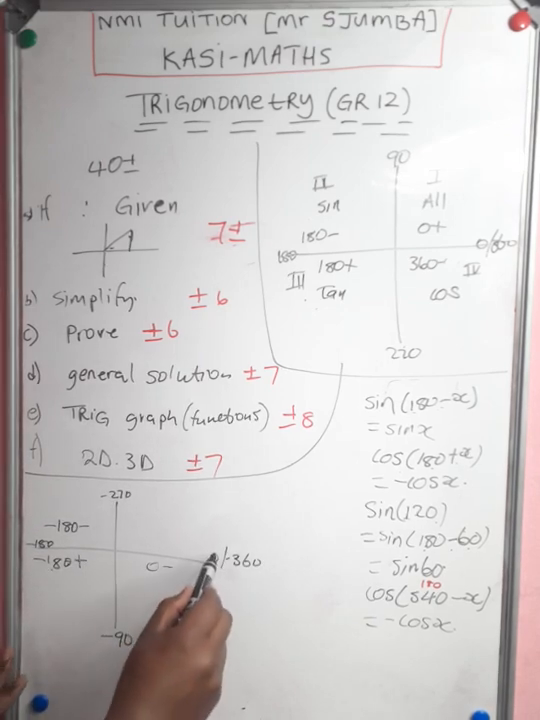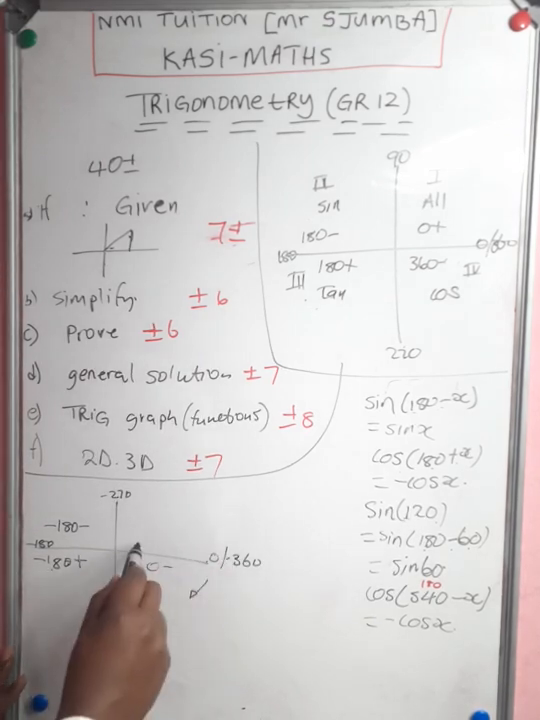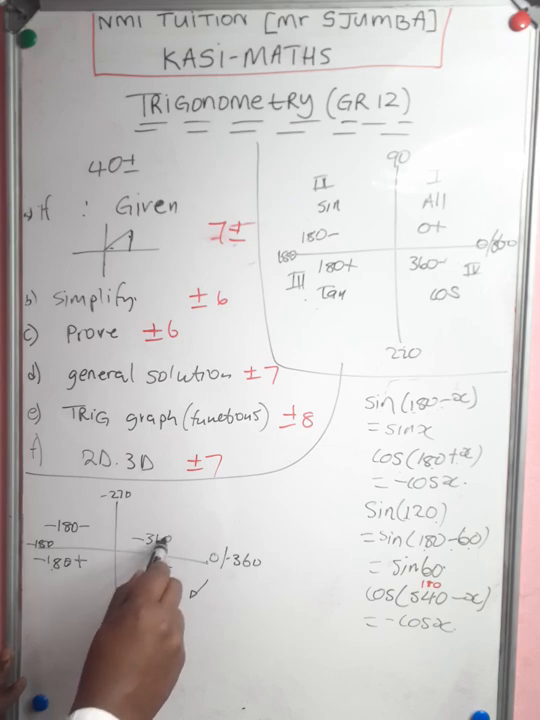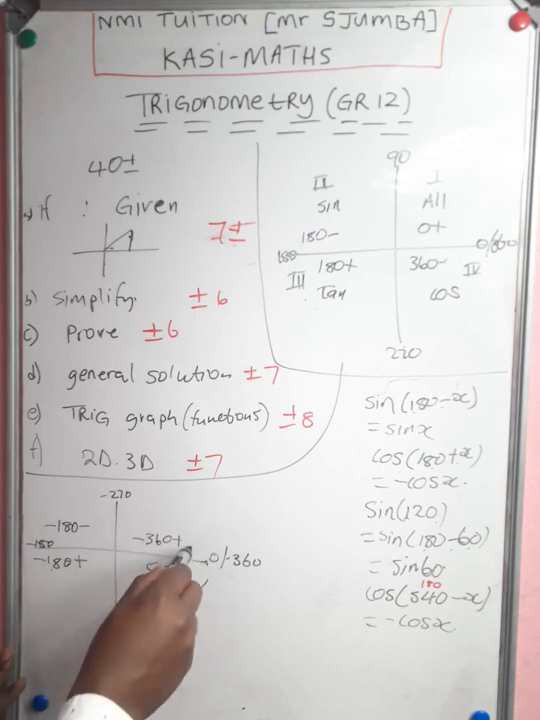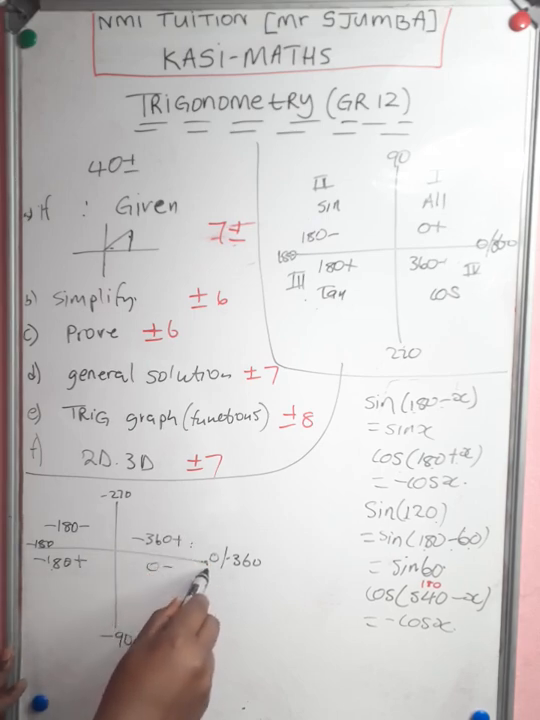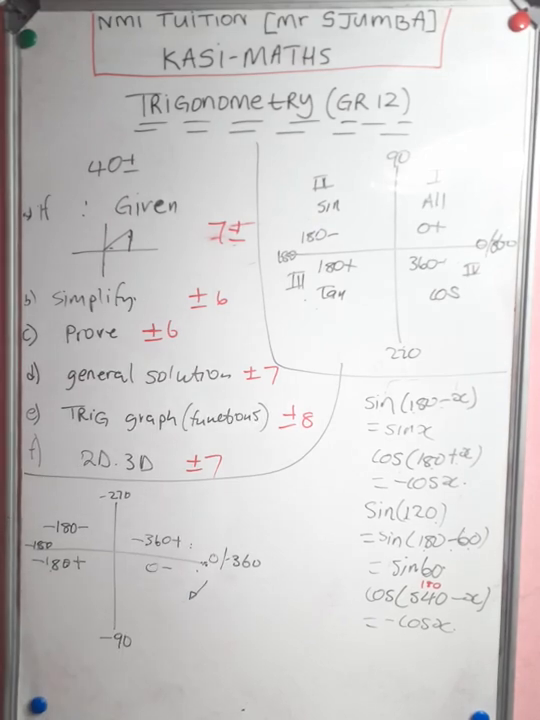Yes? Then we come to minus 360. Minus 360 plus, because if we say plus 1, it will be minus 359, it stays here. But if we say minus 360 minus 1, it will be minus 361, it stays here, which is quadrant 4. So minus 360 plus that.